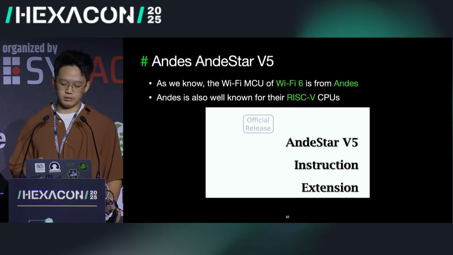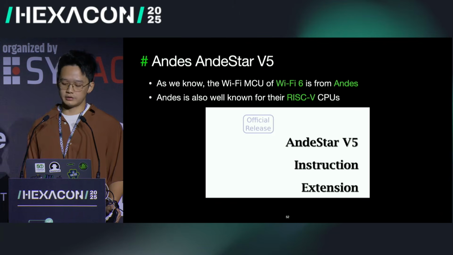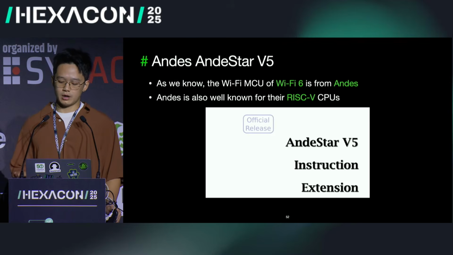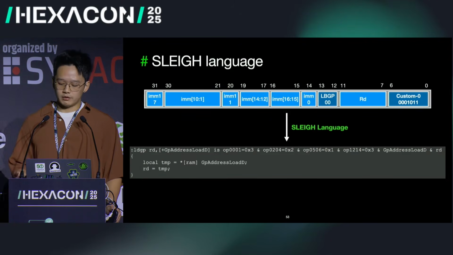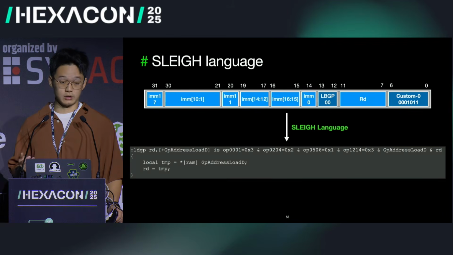We know that the Wi-Fi 6 MCU is provided by NDIS. Based on our research, the architecture of NDIS's latest CPUs is RISC-V. So we investigated the NDIS RISC-V ISA and found a complete specification. We converted the custom instructions provided in the specification into SLEIGH format and added them to the CPU instruction set in Ghidra.